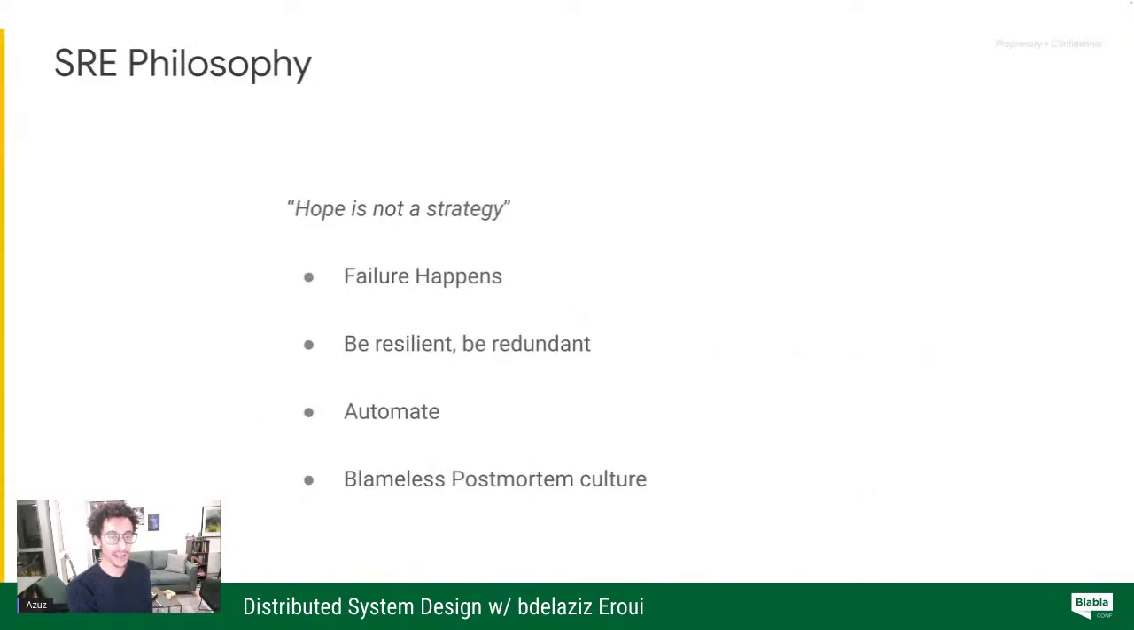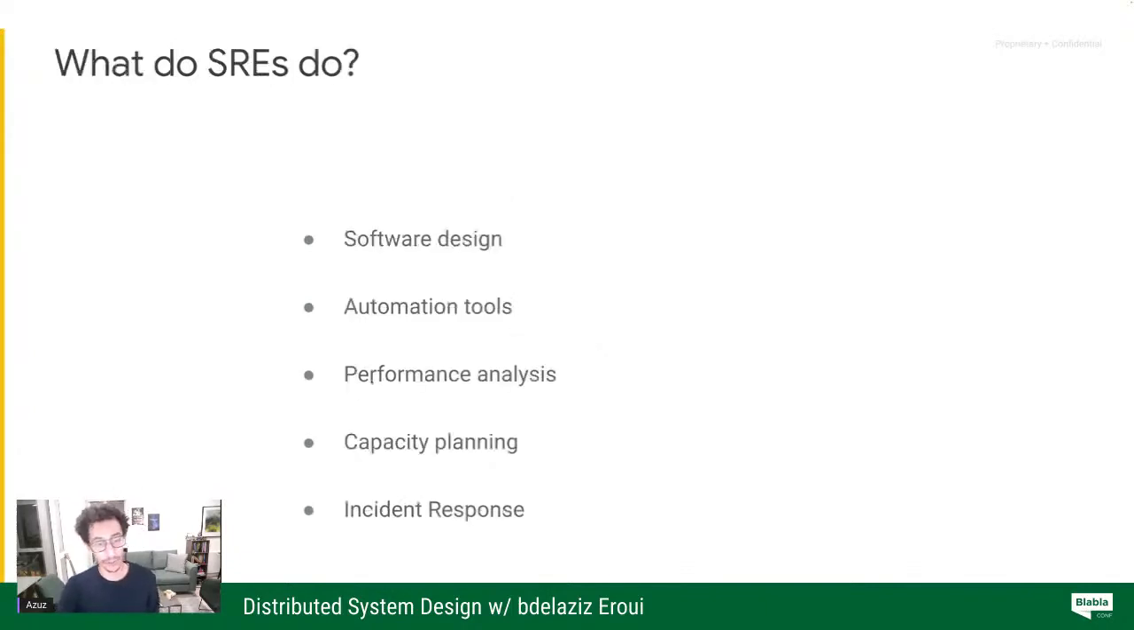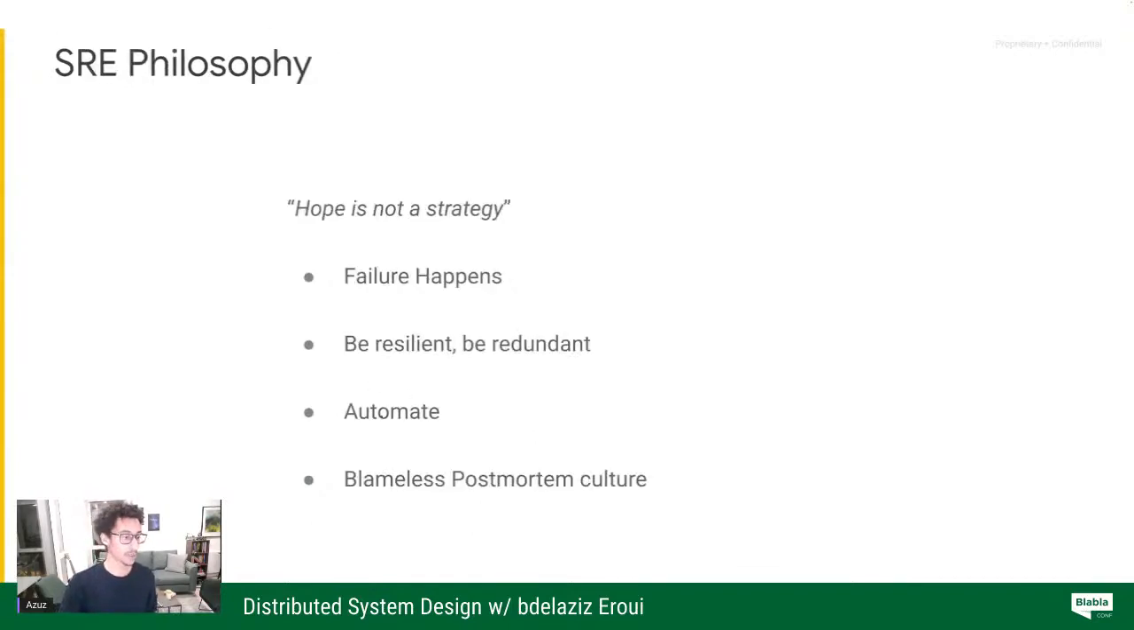The philosophy is that hope is not a strategy. If you hope things will be smart and the service will not break, you're wrong. That's how you will get a page during the weekend. We do this by being resilient and redundant. We try to automate as much as possible. If you do it more than once or twice, you better just automate it. You better write code for it, ship code and get it reviewed, make sure it's tested.